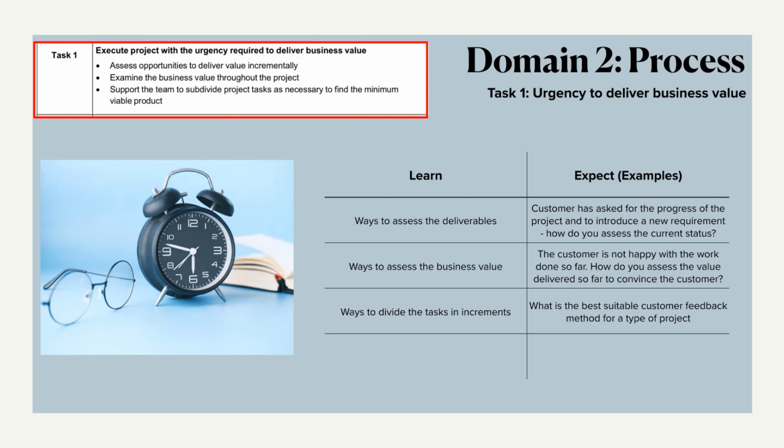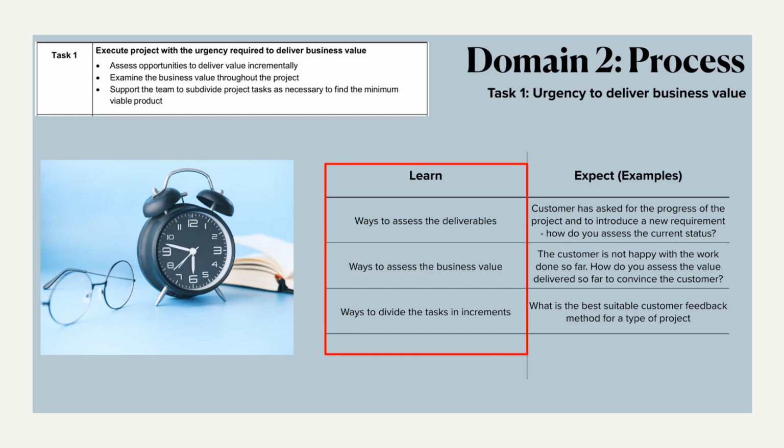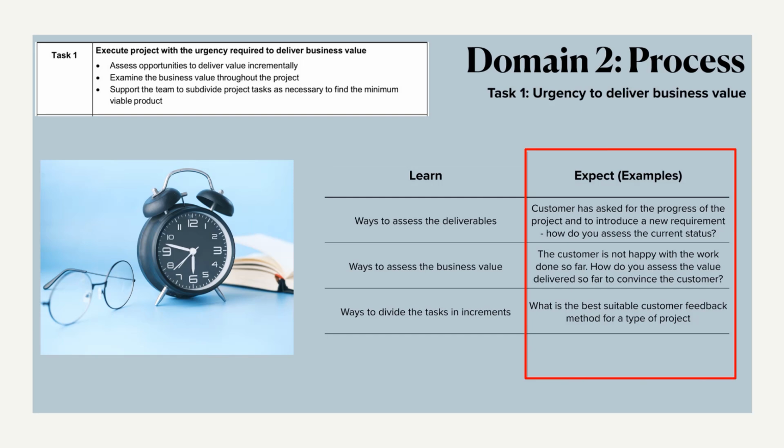We have to assess the opportunities to deliver value incrementally. We have to examine the business value throughout the project. We have to support the team to subdivide the projects, right, into smaller tasks as necessary to find the minimum viable product. In order to pass the exam in this task, we have to learn the ways to assess the deliverables, to assess the business value, and the ways to divide the tasks into increments. And here are also a few example questions that you might get in this domain. These examples are quite fictional, so don't expect the same or exact questions here. These are only to set your expectations.